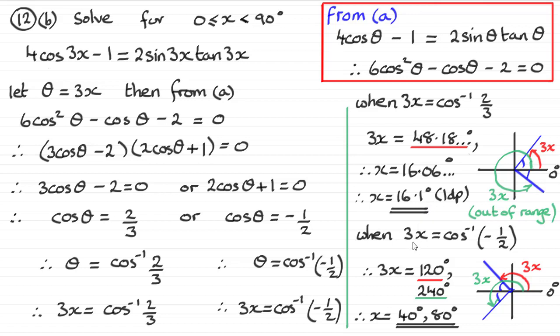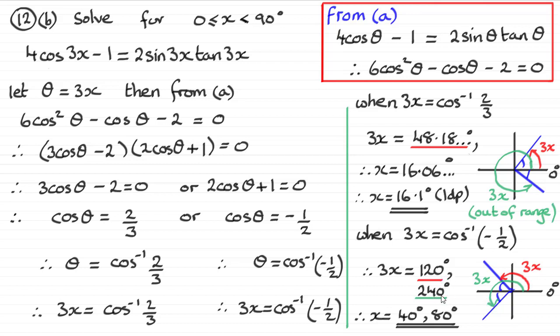Now when we look at 3x equaling the inverse cosine of negative a half, then cosine is negative in the second and third quadrants. And I've marked those in here as possible solutions. So when you inverse cosine negative a half, you end up with 120 degrees on your calculator. So that's that 3x. The other 3x is going to be 180 degrees plus this little angle in here, which is 60 degrees, 180 minus that 120. So this 3x turns out to be 240 degrees.